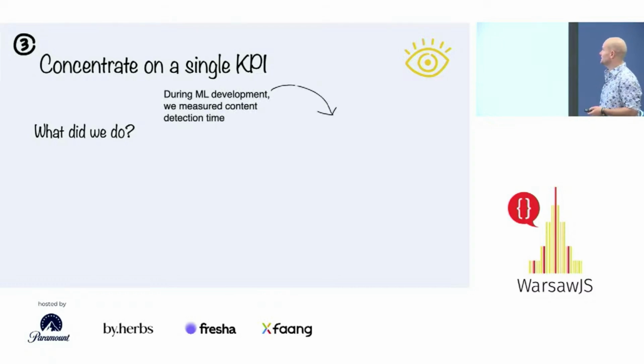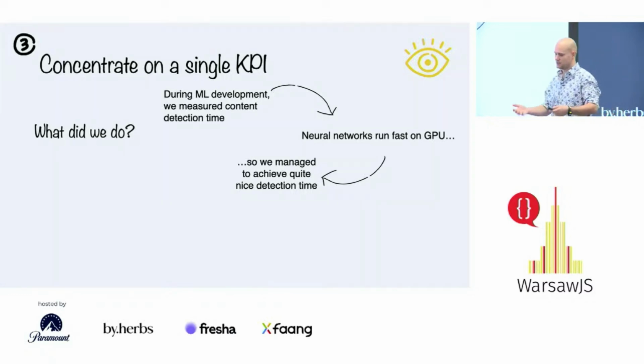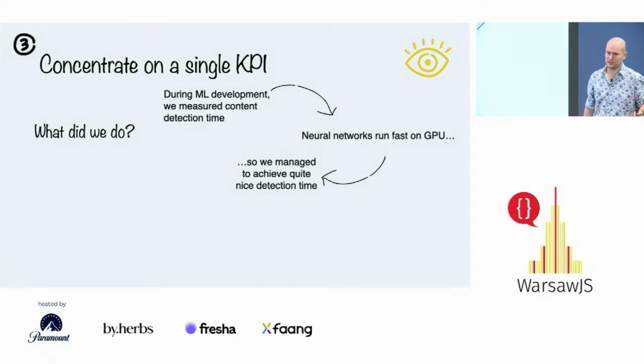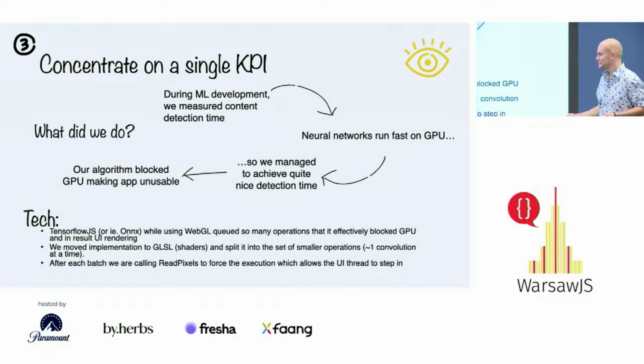The next thing is that you should avoid concentrating on a single KPI. In our case, we are measuring, as I mentioned before, the content detection time, to make it as fast as possible so people can use the whiteboard as they use it normally. As you know, neural networks usually run quite fast on GPU. So we managed to achieve quite a nice detection time. But we completely blocked the GPU. So we managed to make our user interface completely unusable. It was like a slideshow.